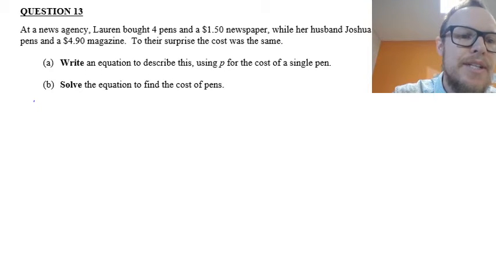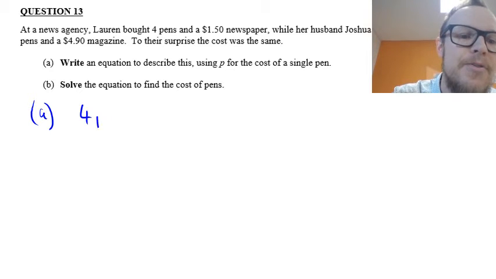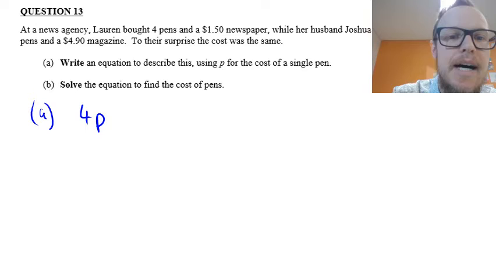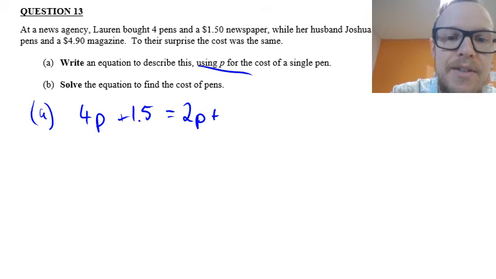For question 13, we need to write an equation for this situation. If Lauren bought 4 pens, 4p, so we've said p is the cost of a pen, we're being told that's true, so 4 pens plus $1.50 newspaper is going to be equal to 2 pens plus a $4.90 magazine.